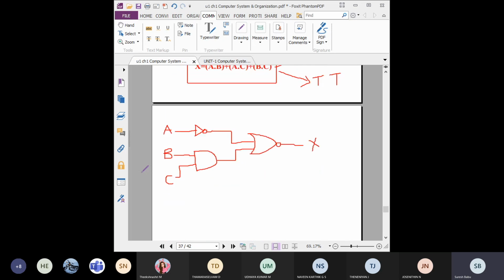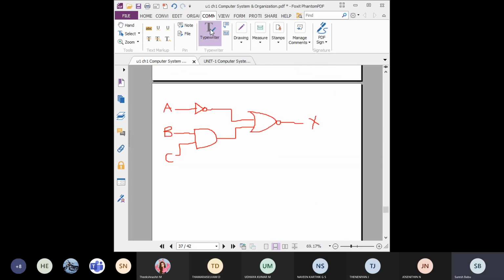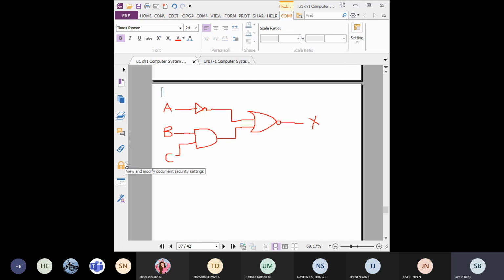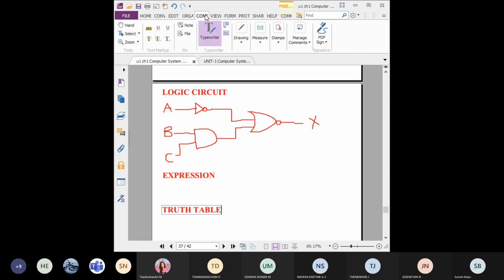Now the second type of question. Here in the question they will give a logic circuit. From this you have to find the expression, then make the truth table. Everyone ready? Students, everyone ready?